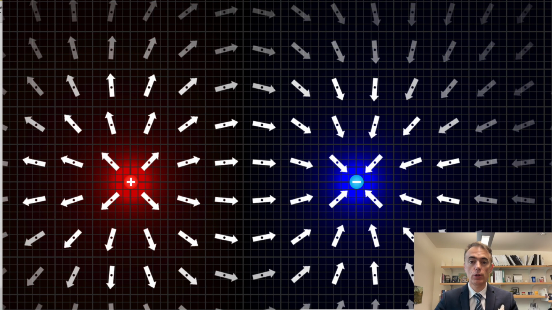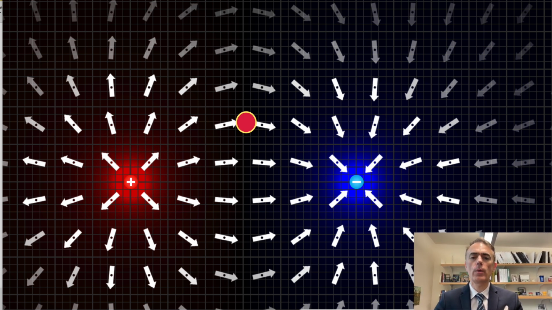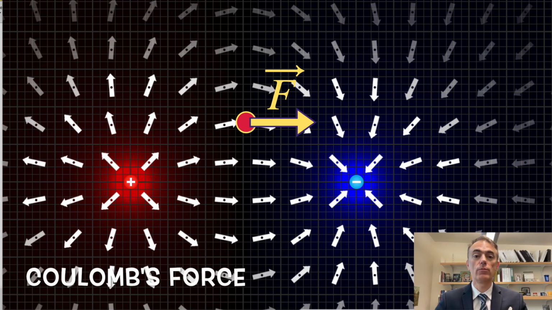Hi, welcome back. Let's dive into a very relevant concept in electricity, the electrical potential. We already introduced the idea of the electric field. This is a perturbation in space created by all electrical charges. This electric field is felt by other electrical charges. As a consequence, these other charges experience Coulomb's force.